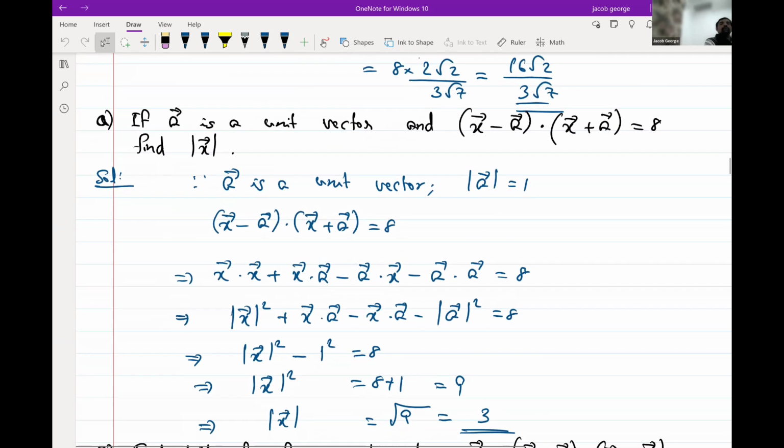Then unit vector. Unit vector means what is its magnitude? Magnitude is 1. Magnitude of A vector is equal to how much?